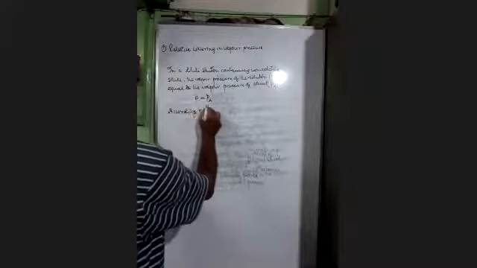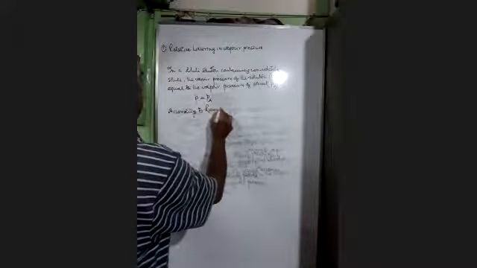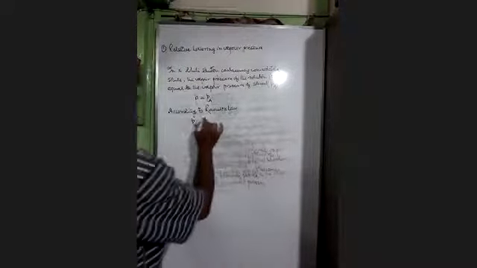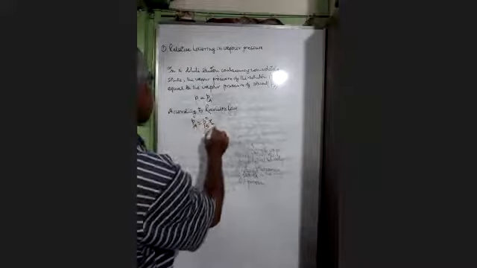Now, according to Raoult's law, what do you know? We know that partial vapor pressure is equal to the product of vapor pressure of the pure component and its mole fraction. Is it not? That we know. We have done it only the previous day.